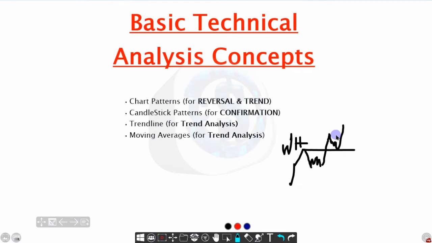Okay, so reference points, very key. All right, so the next one we're going to talk about chart patterns, then candlestick, trend line, then moving averages.